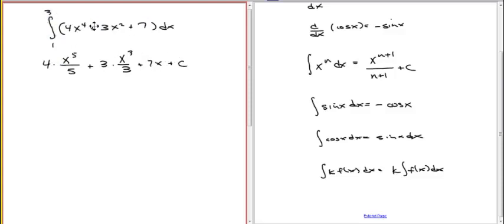So in the case of just a straight polynomial, there's no U substitution that needs to be done. We get so used to U substitution that we forget that there are some simple integrals that we can do without it. So just be careful about that when you get to that point.